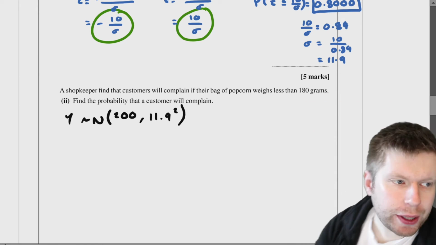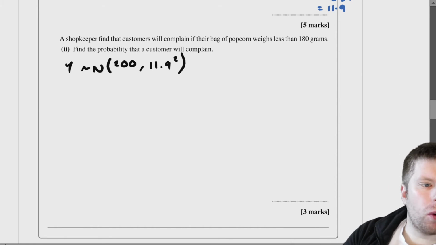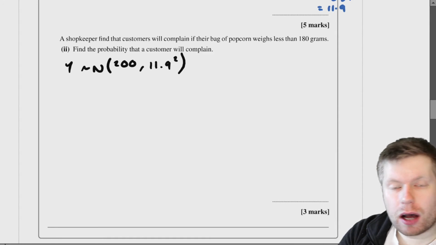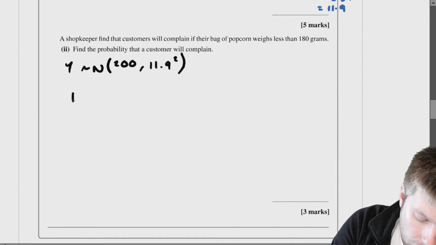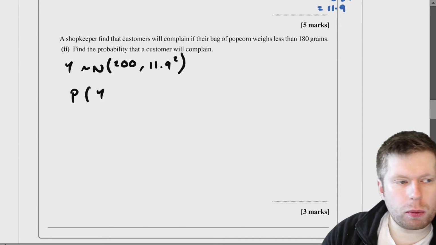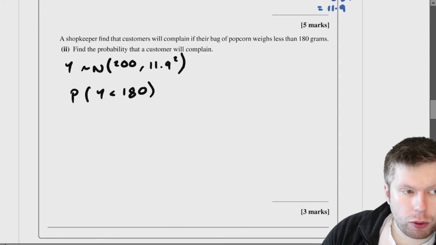So a shopkeeper finds that customers will complain if their bag of popcorn weighs less than 180 grams. So find the probability that a customer is going to complain. This is literally saying, well, okay, what's the probability of obtaining a bag of popcorn which weighs less than 180 grams, okay? So I want to find that probability.